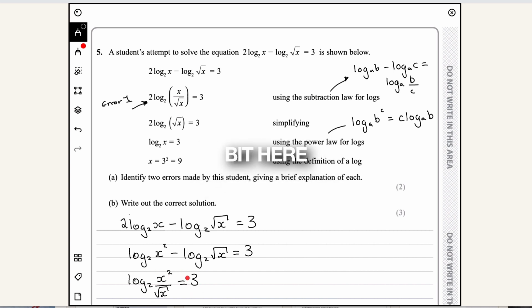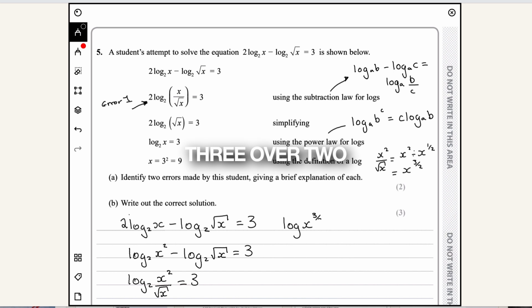The next bit here, we can simplify this. Remember, x squared over root x is the same as x squared divided by x to the half, which is the same as x to the 3 over 2. Our laws of indices would say 2 take away half, which is 3 over 2. So we've got that there. So we would have log of x to the 3 over 2 equals 3.